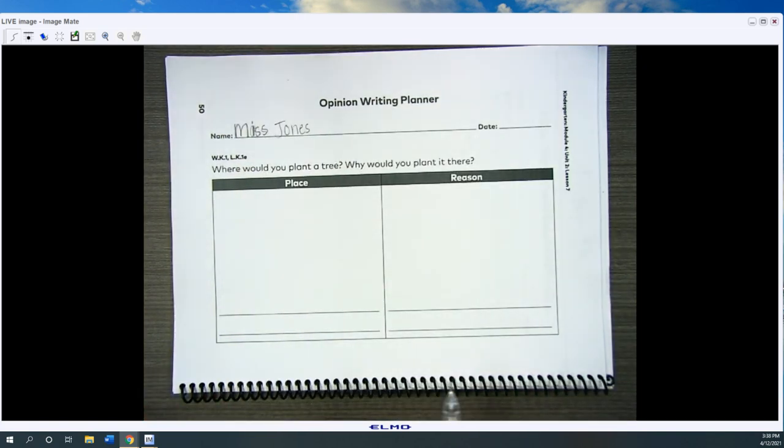So remember, writing an opinion is one way to share ideas, and you have gathered a lot of ideas for places to plant trees and for reasons to plant trees. So now it's your turn to write your opinion.